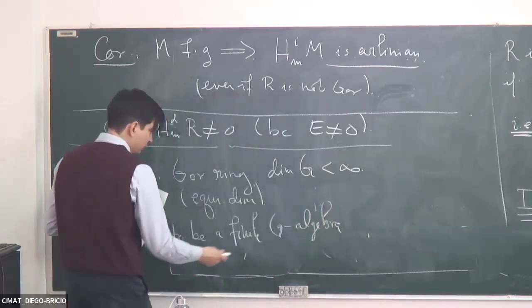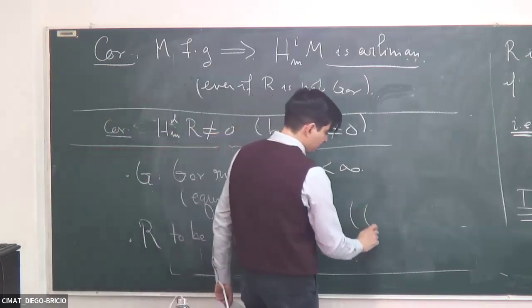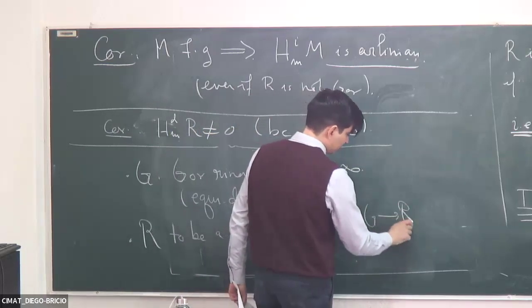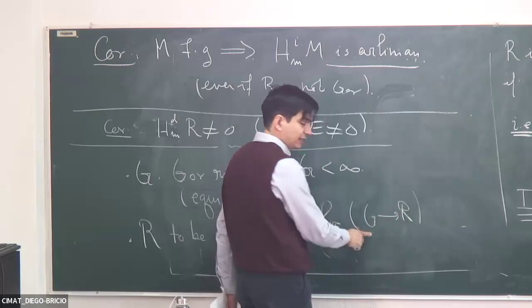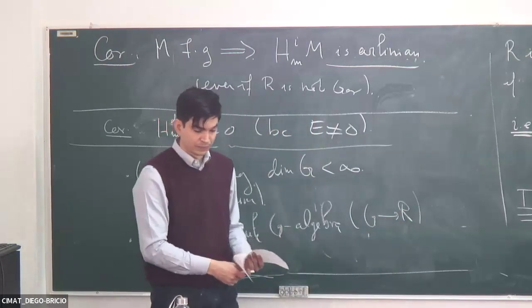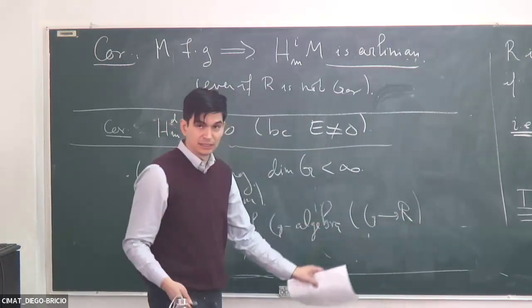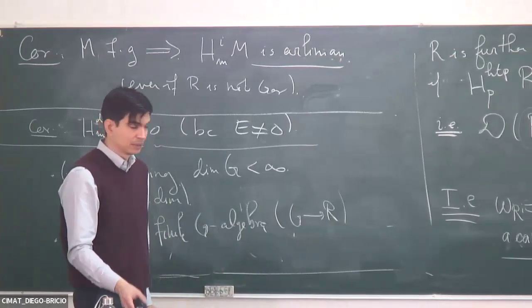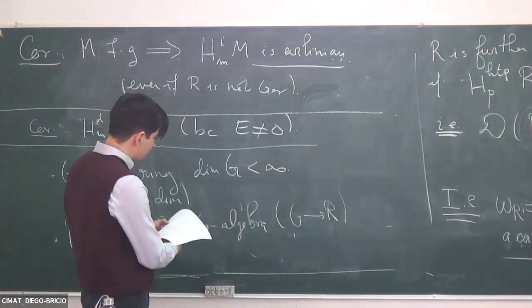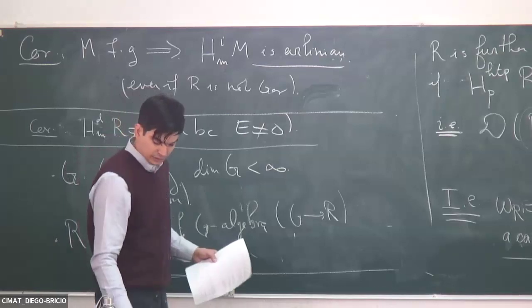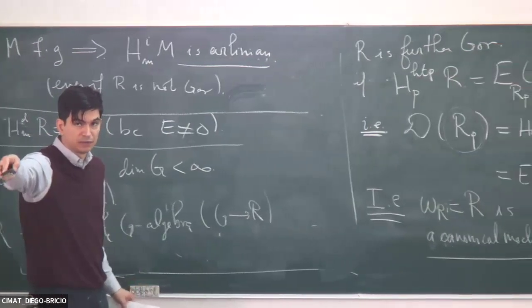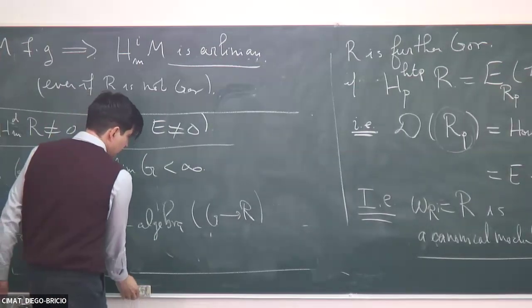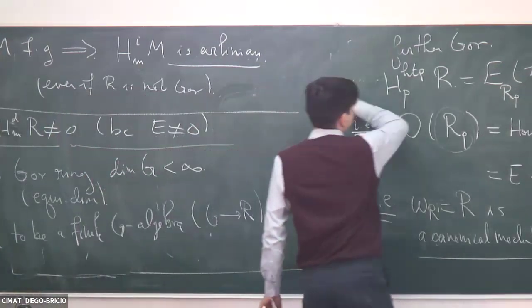Okay, so what does that mean? It means that there exists a map from G to R in such a way that R is a finitely generated G module. Okay. I'm not claiming it's an extension. I'm just claiming that there is a finite map. So in practice, we have to do the following: we look at that structural map.